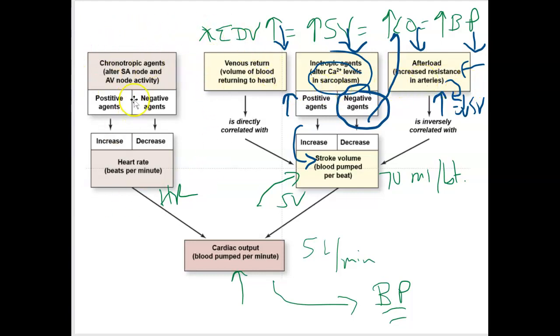Now we're going to look at heart rate. So chronotropic means time, it means rate. So we're really going to be looking at things that can speed up or slow down the SA node, because remember, the SA node is the pacemaker. So we'll look at factors that increase heart rate, and we'll look at factors that decrease heart rate.